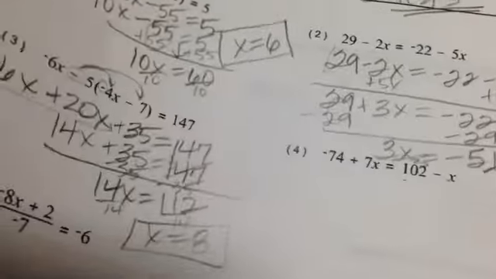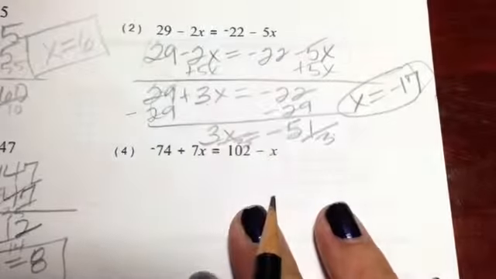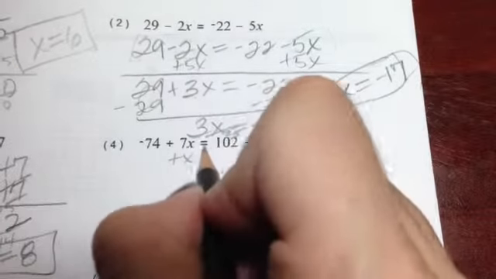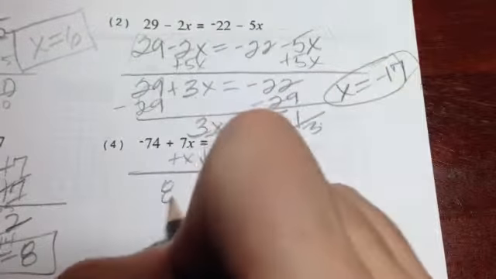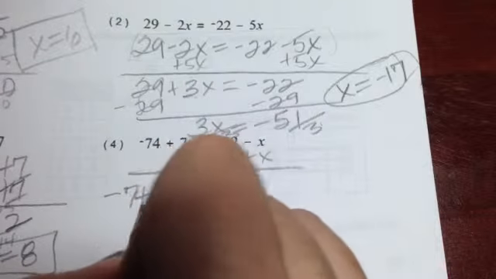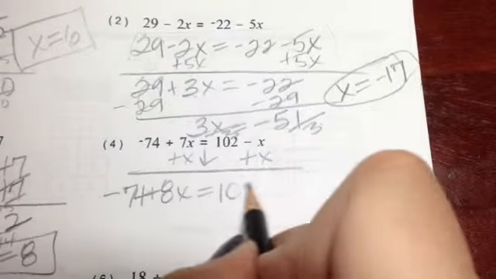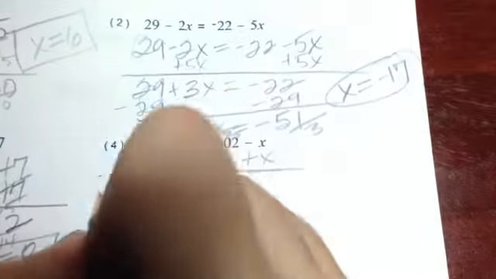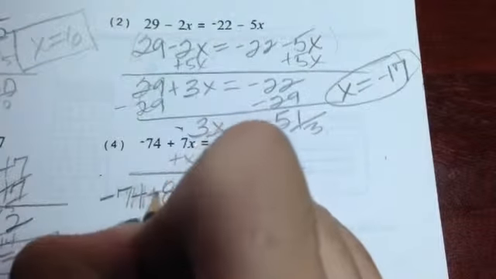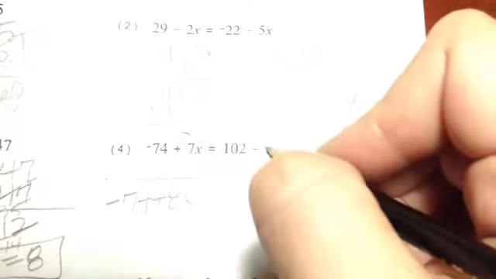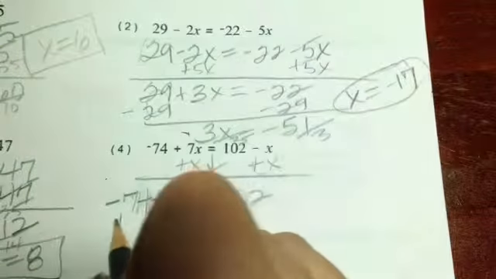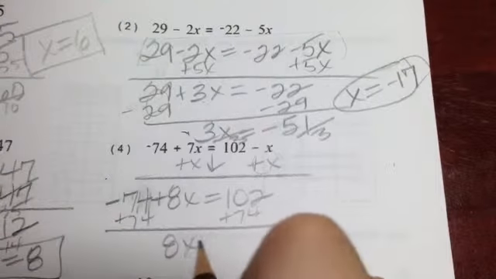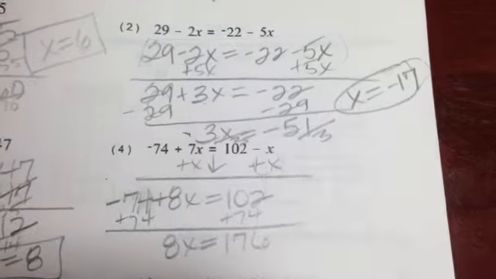Now, number 4. Again, I know there's 4 ways to solve, but I like to solve by trying to combine or undo the x's. So I'm left with a positive coefficient of x. I always choose that as my first step when solving. This was just really squished. 74 plus. Undid this. Left with 102. I'm going to add 74 to both sides. 8x equals 176.